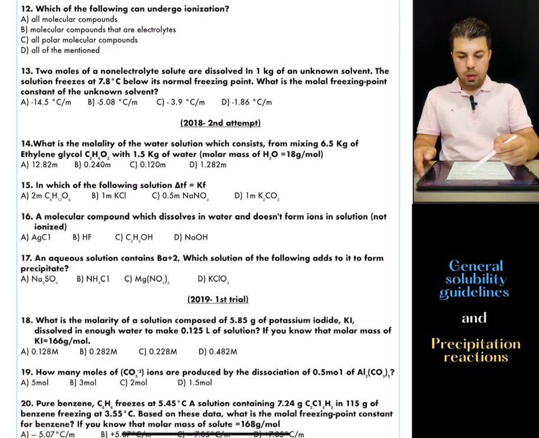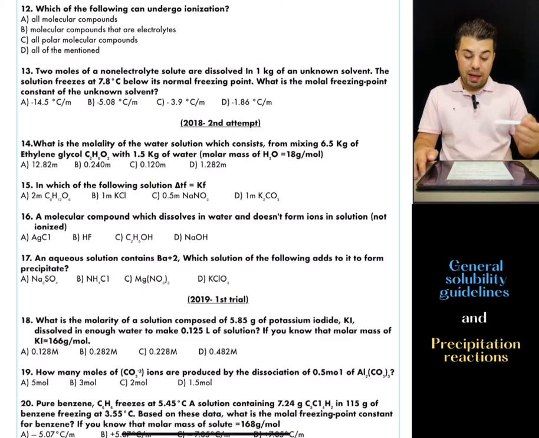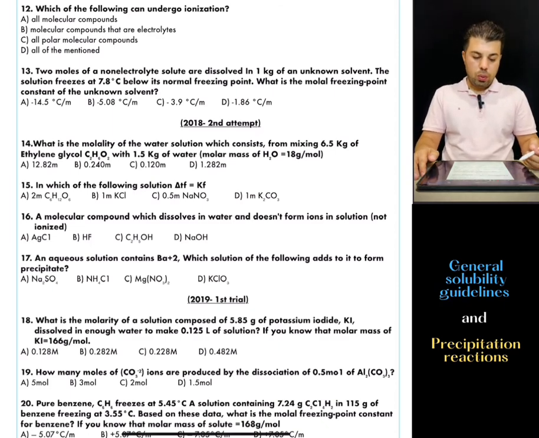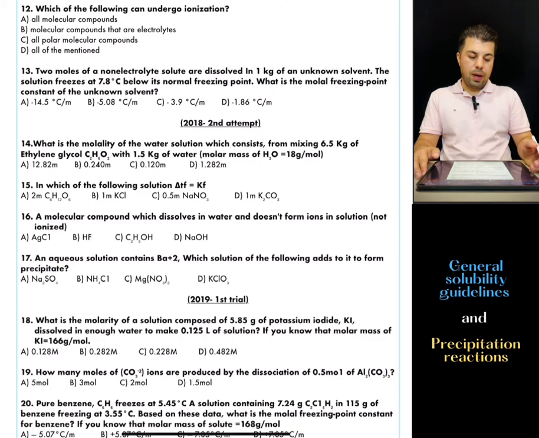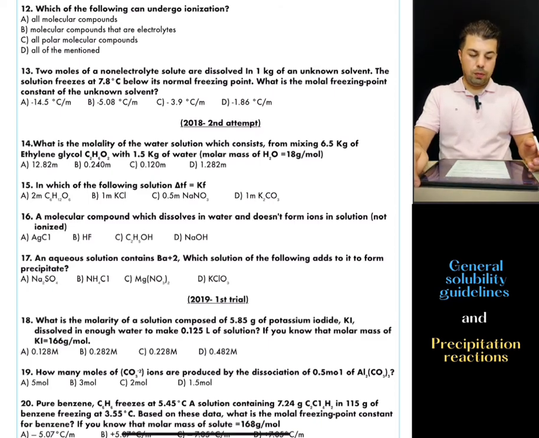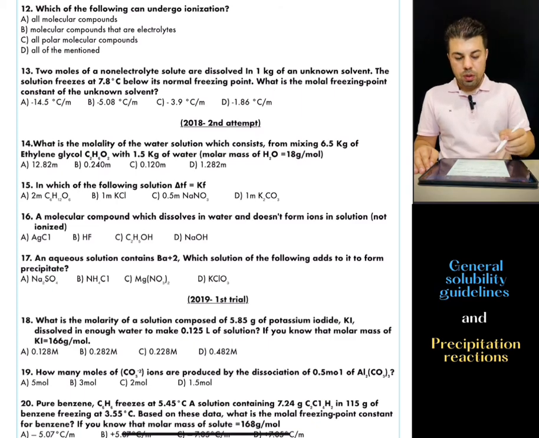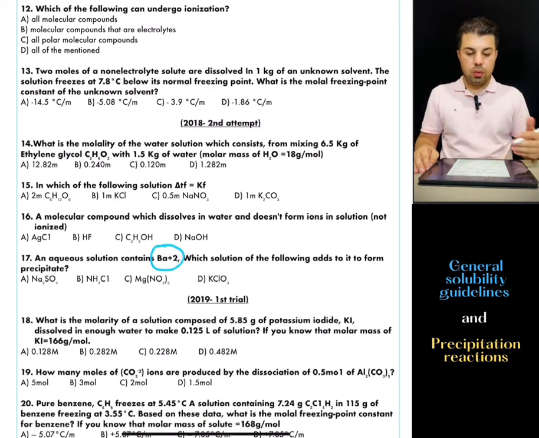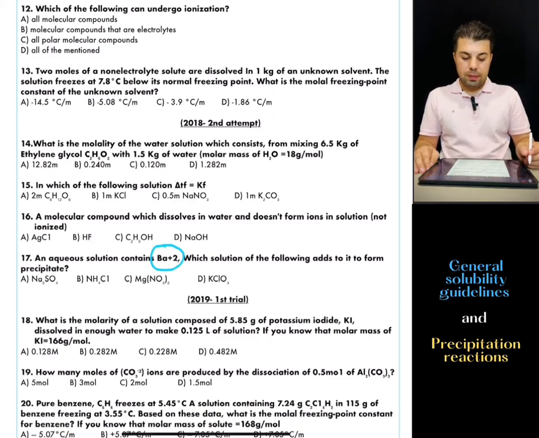Next question: an aqueous solution that contains Ba2+, positively charged. Which solution of the following adds to it to form a precipitate? We have solutions A, B, C, D. We need to find which one, together with this Ba2+ positive charge, will form a precipitate.